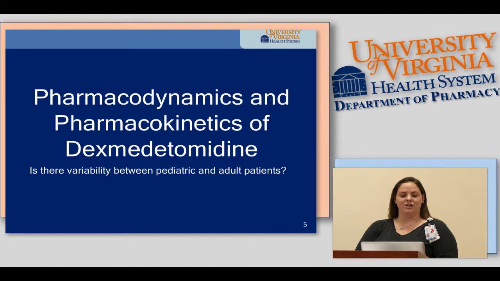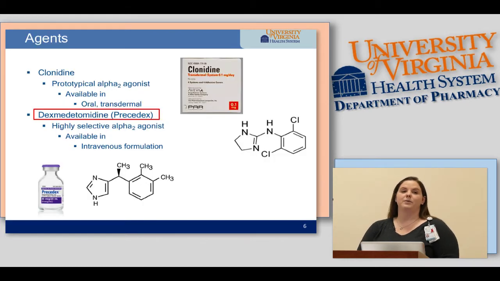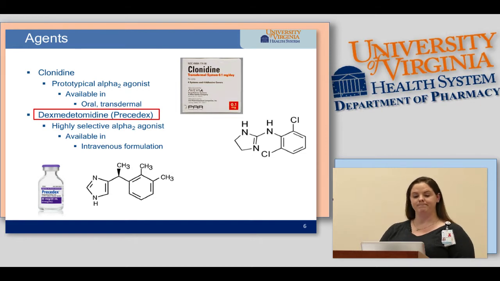So we'll go ahead and get started. I'll first be talking about the pharmacodynamics and pharmacokinetics. Is there variability between pediatric and adult patients? First, a little bit of background. The alpha-2 agonists we have are clonidine, which is your prototypical alpha-2 agonist. It's available in oral and transdermal forms as well as an intravenous solution that is not used for IV. You also have dexmedetomidine or Precedex, and this is a highly selective alpha-2 agonist available in an intravenous formulation.